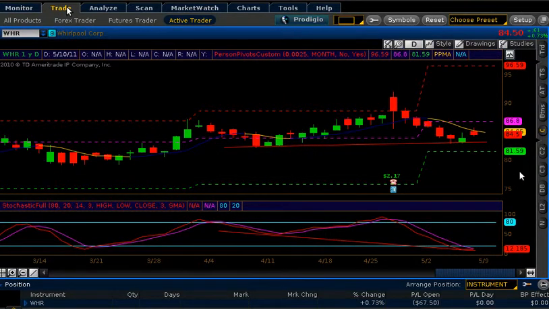It just gives you a guide of where the overbought and oversold areas are. A lot of traders use this, and it's just another indicator that you can use to guide you in the direction of the market. And that's just the basics of using the stochastics.